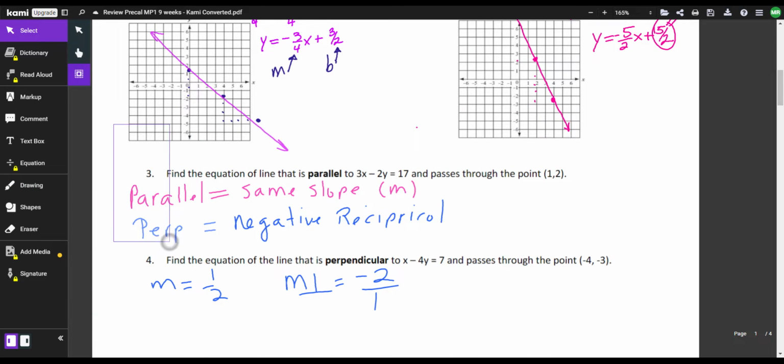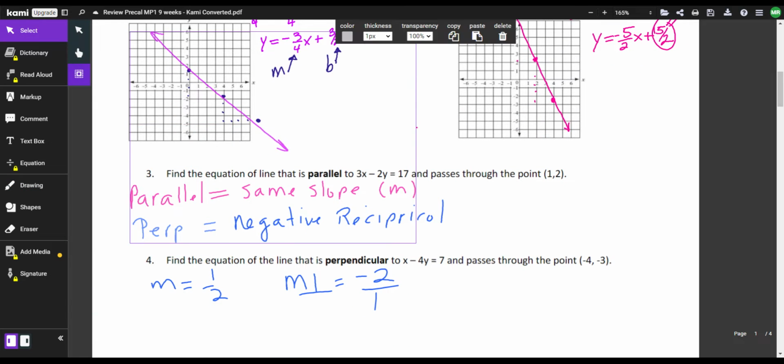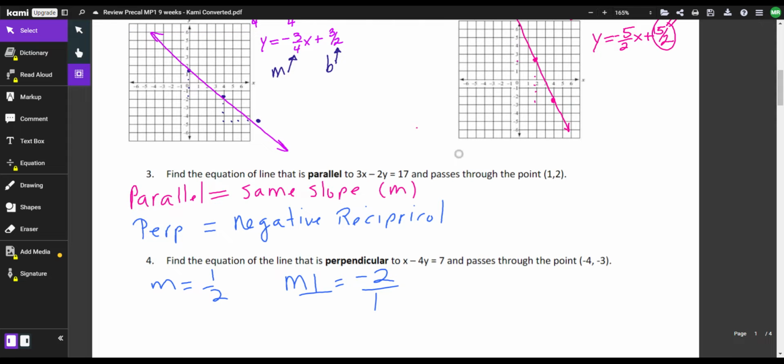The one thing we need to remember about parallel and perpendicular lines: parallel lines have the same slope, and perpendicular lines have the negative reciprocal slope. Okay, so let me see if I can erase these because they were in the file. Let me see if I can work it out over here.